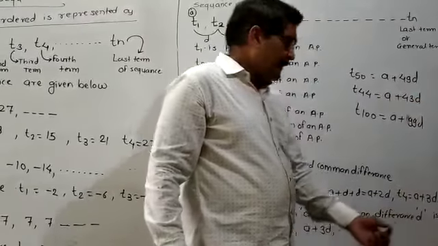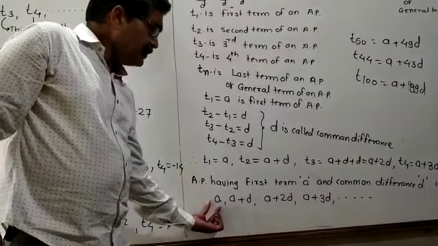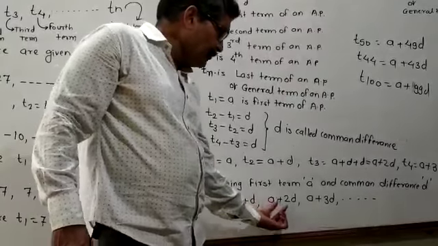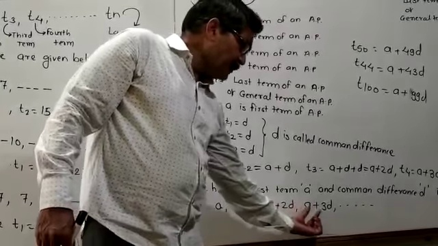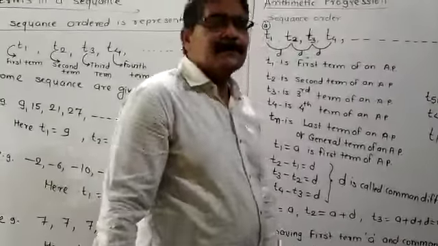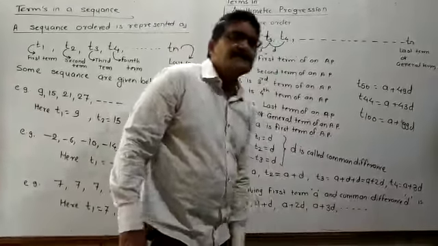Everybody understand? And in this way, this is the first term. The first term will come as A. The second term T2 is equal to A plus D. T3 is equal to A plus 2D. T4 is equal to A plus 3D. Like that you will write the terms in the given AP. And this sequence continues with dots, which means it is infinite.